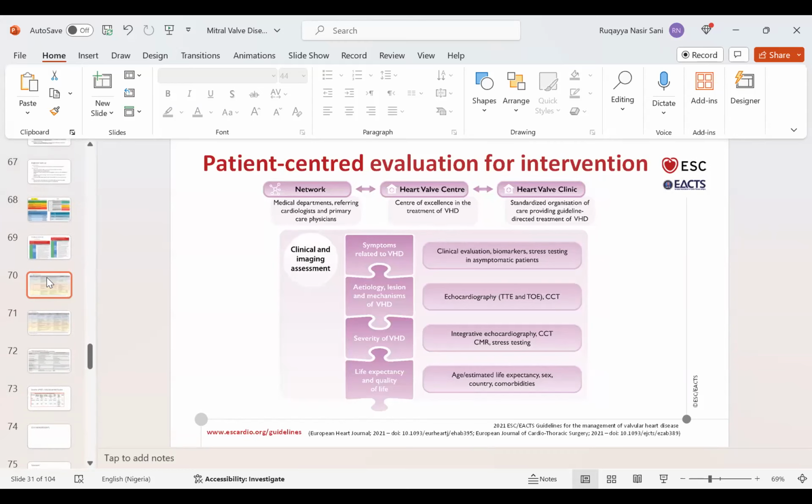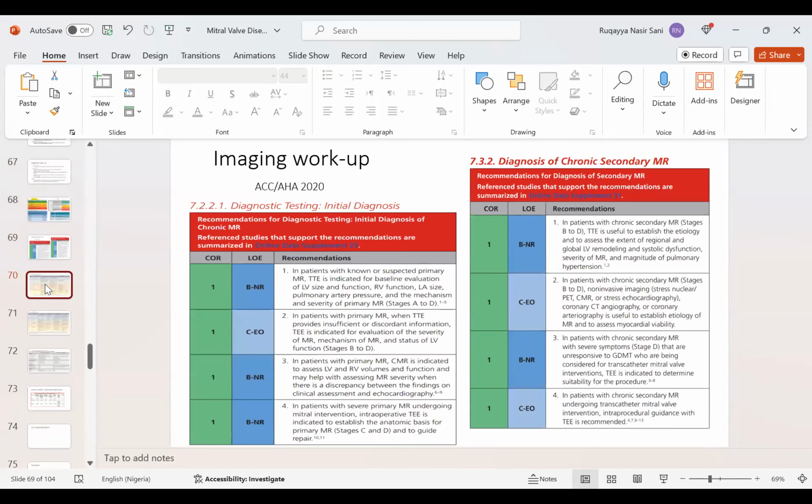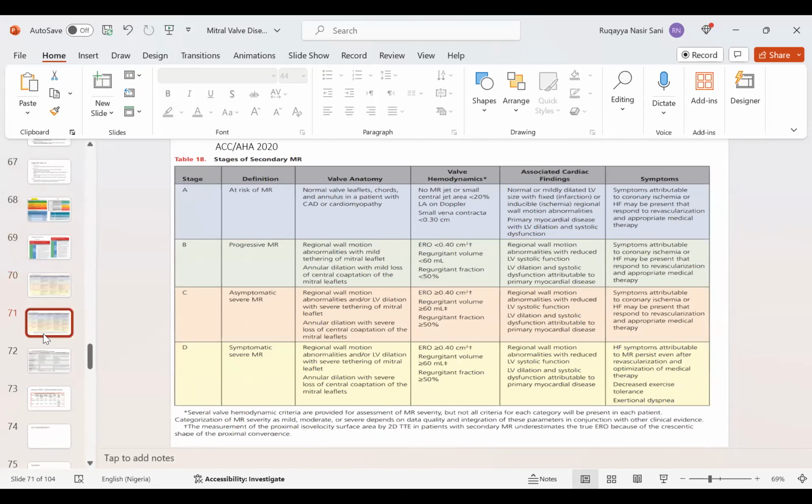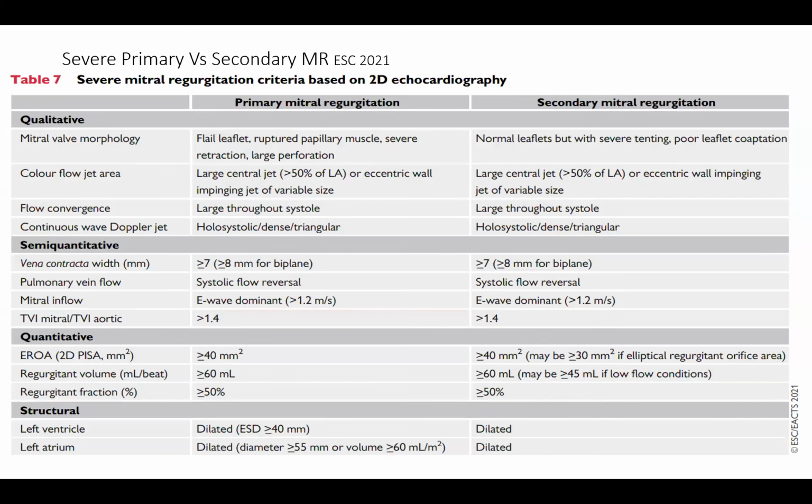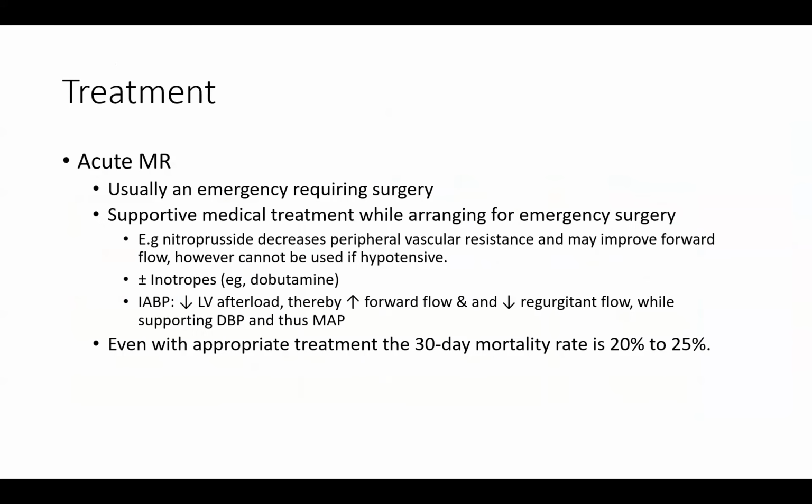Okay, treatment, is this where I am? Okay, no. So we could go through some of these details. I think I skipped this. This is for the secondary MR. So the grading of the secondary MR has some similarities with the primary. This is ACC/AHA, but maybe some slight nuance differences. We've gone through this already.